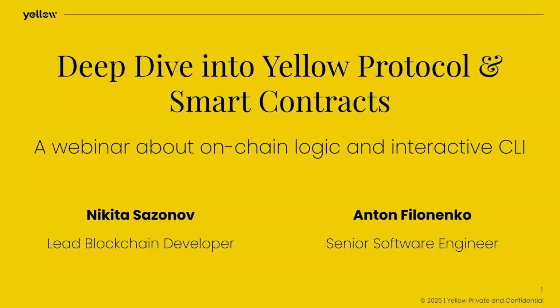Today we are here to continue exploring Yellow Network, and our journey consists of two parts. First, I'm going to explain the on-chain logic behind Nitrolite and the main implementation contract that is responsible for user funds and dispute resolution. Then I'll hand it over to Anton to present a CLI application that will give you the opportunity to experiment with the smart contracts and instant payments in your terminal. So let's start with the first topic: how Yellow Network is backed up on-chain.